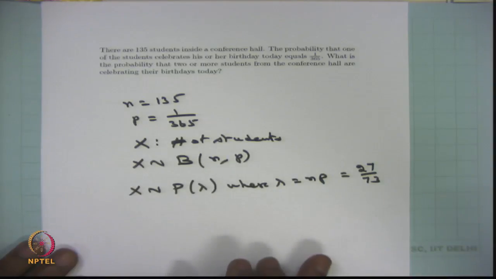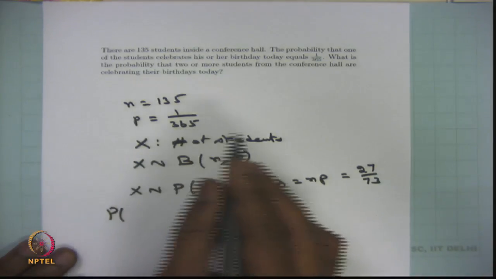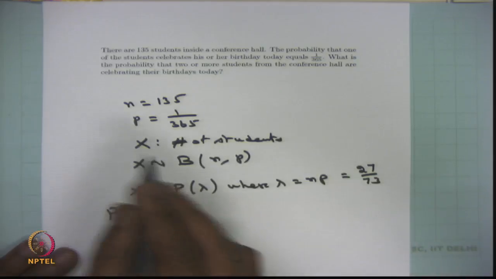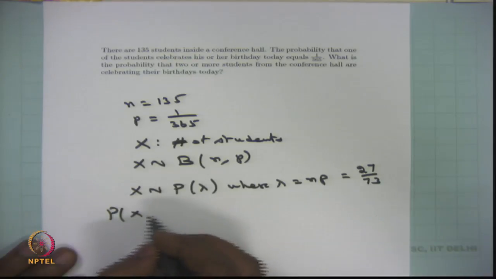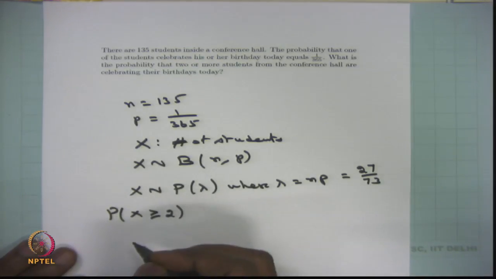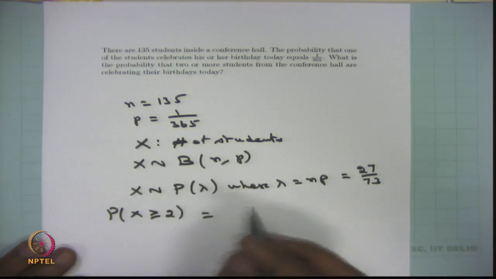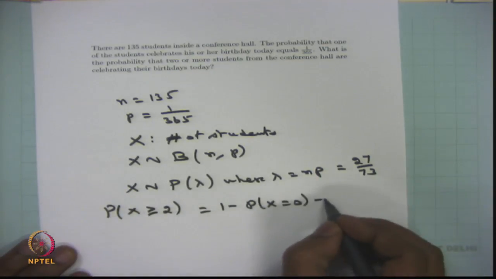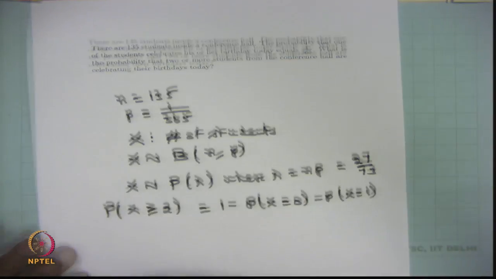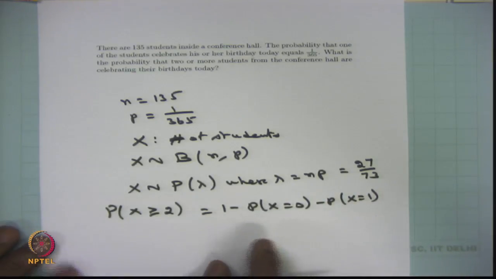That means you know the probability mass function of the Poisson distribution. Therefore, the required probability is the probability that 2 or more students from the conference hall are celebrating their birthday today. That is nothing but X greater than or equal to 2. That is the same as, one way, find the probability of X equal to 2, X equal to 3 and so on, and sum it up, or the other way is 1 minus the probability of X equal to 0 and the probability of X equal to 1. This is easier than finding the other side, because the summation of probability is 1.